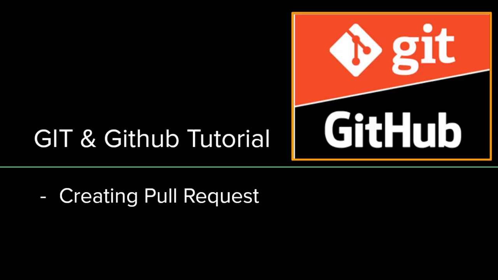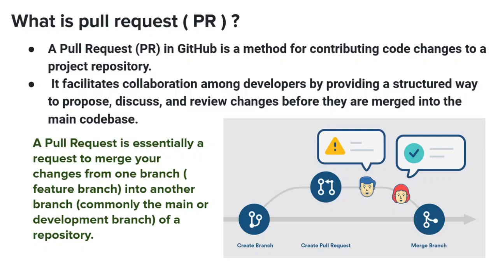Today we will see how to create a pull request in GitHub. So if you are working in the IT industry, the most common words you hear are raising a PR and reviewing the PR. So what exactly is this PR? PR means pull request. A pull request in GitHub is a method for contributing code changes to a project repository.